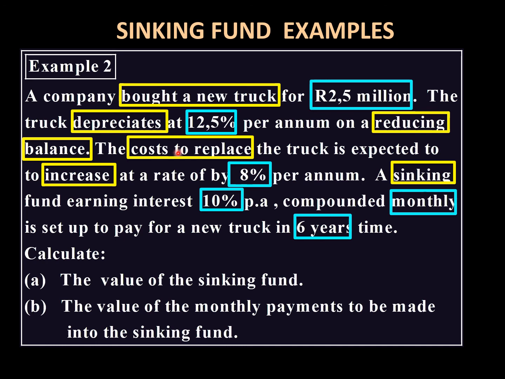Be careful, as you can see there are 3 percentages, so you know that 12.5% must be used for the depreciation, that 8% must be used for the inflation, and the 10%, that's the one we're going to use for calculating the monthly payment. So we have to be careful with this. You can also see in this question, they ask you directly to calculate the value of the sinking fund, so you need to know your procedure here.